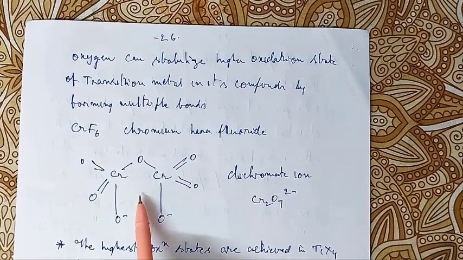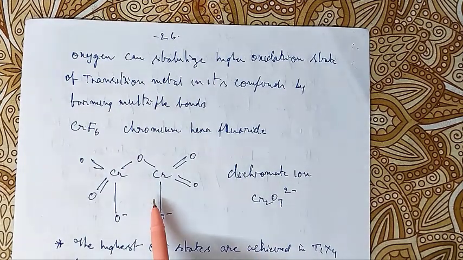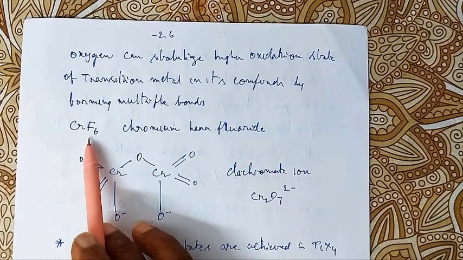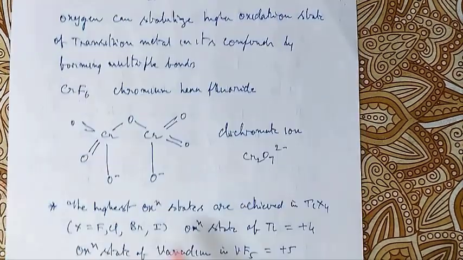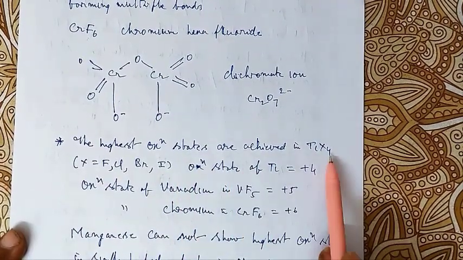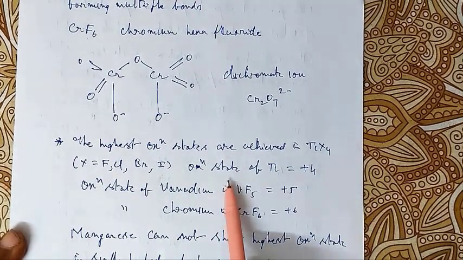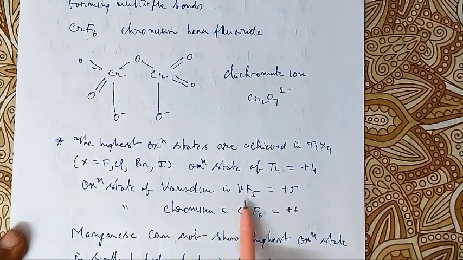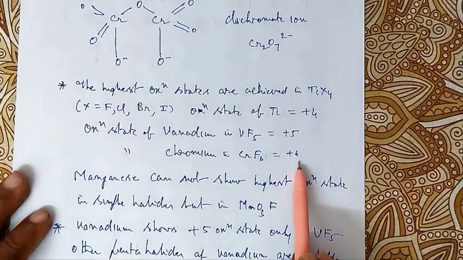That is in the dichromate ion. In the dichromate ion, what happens? Multiple bonds are formed. Whereas in chromium hexafluoride, what happens? It has higher bond enthalpy. The highest oxidation states are achieved in tetrahalides of nickel. The oxidation state of nickel is +4. The oxidation state of vanadium in VF5 is +5. In CrF6 it is +6.